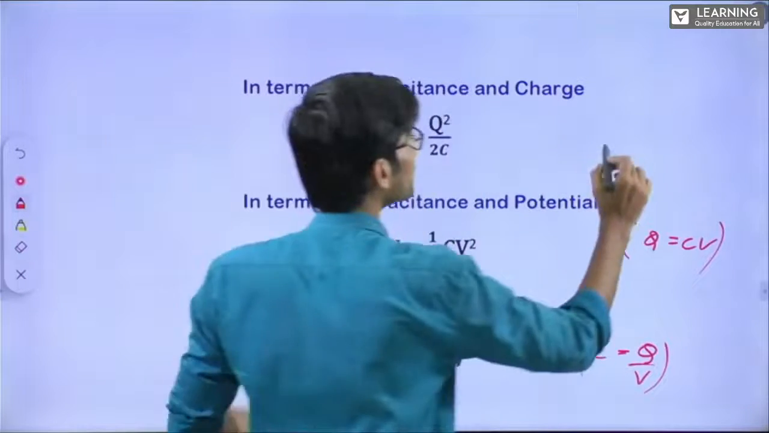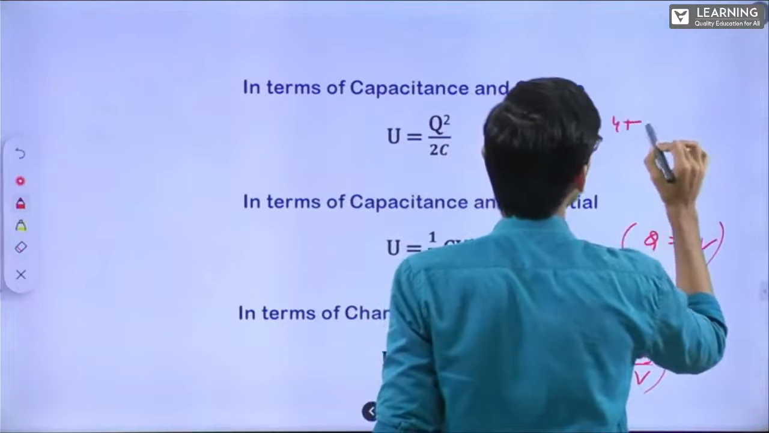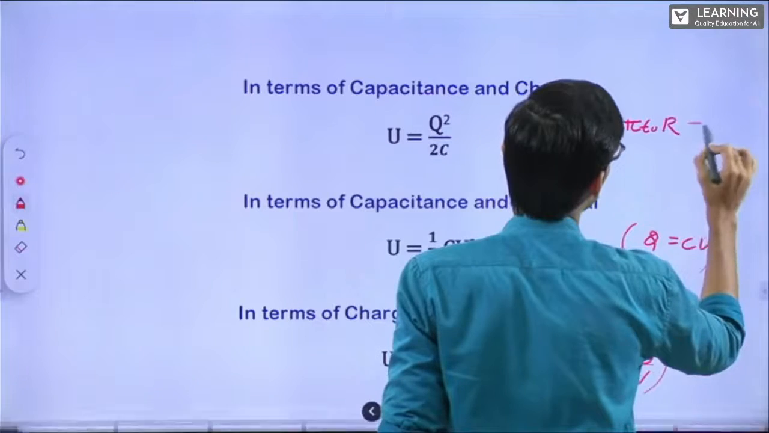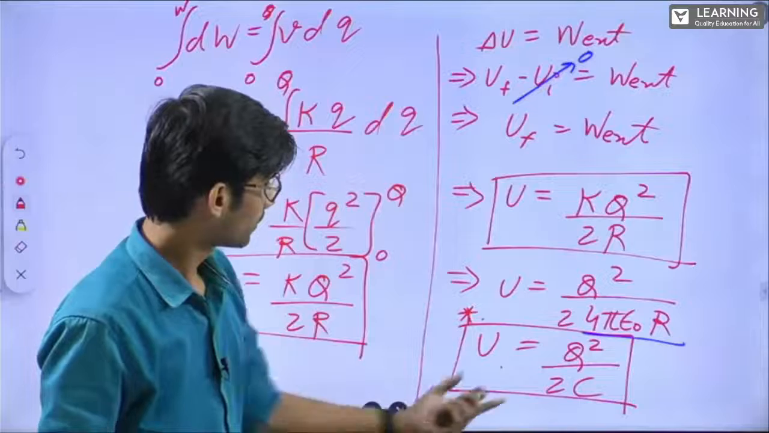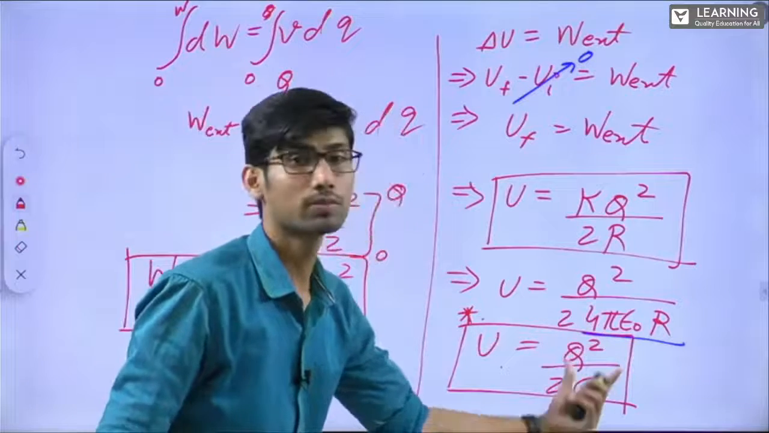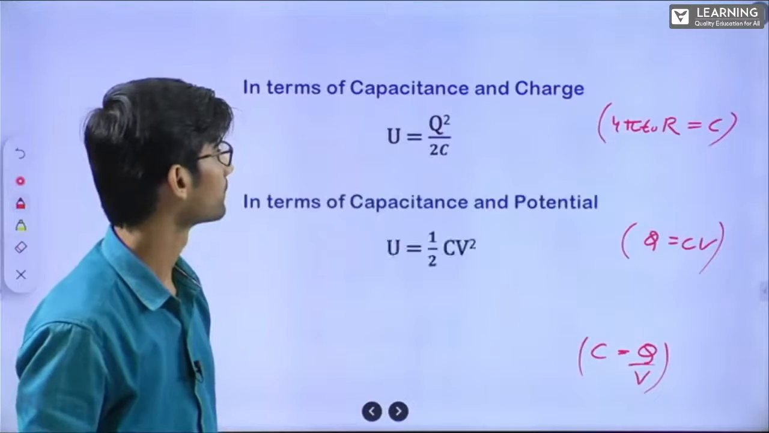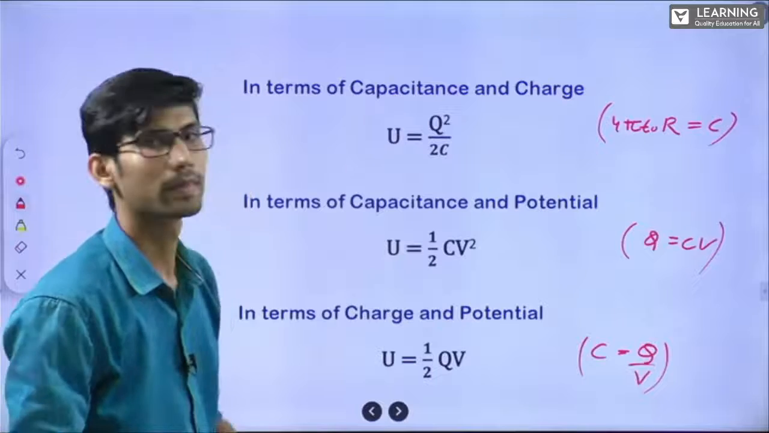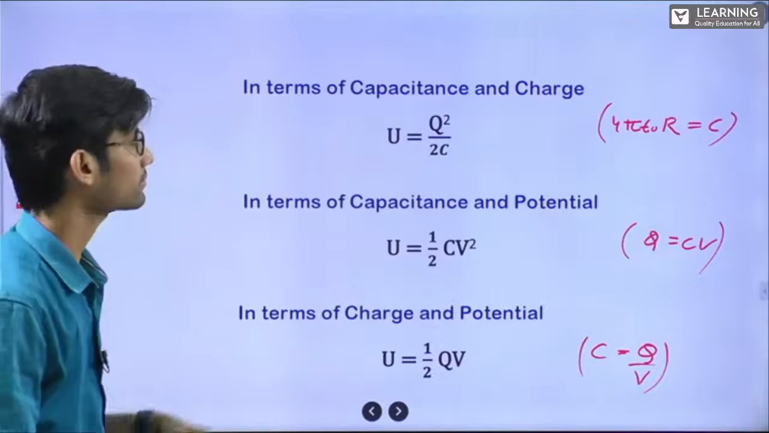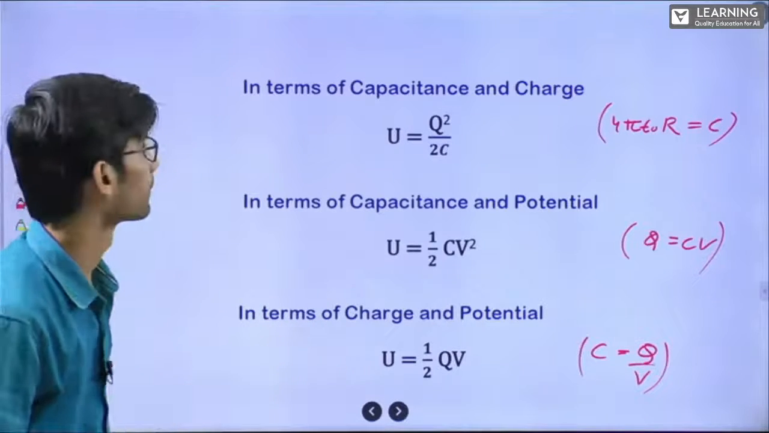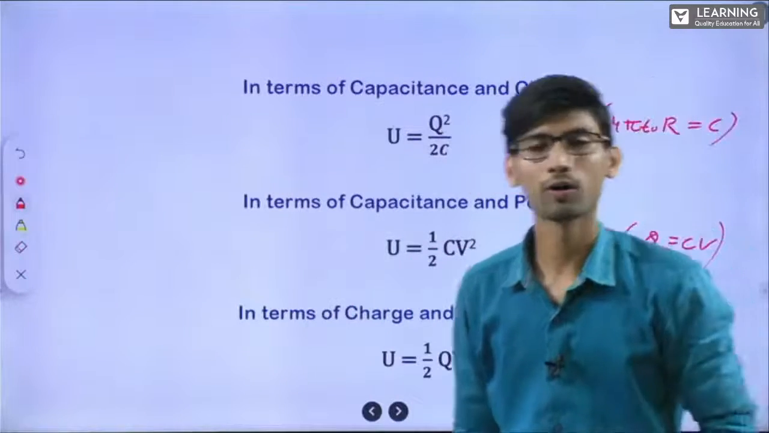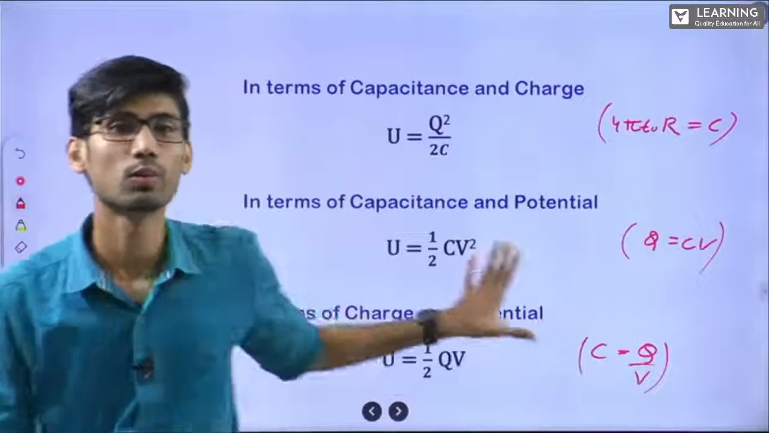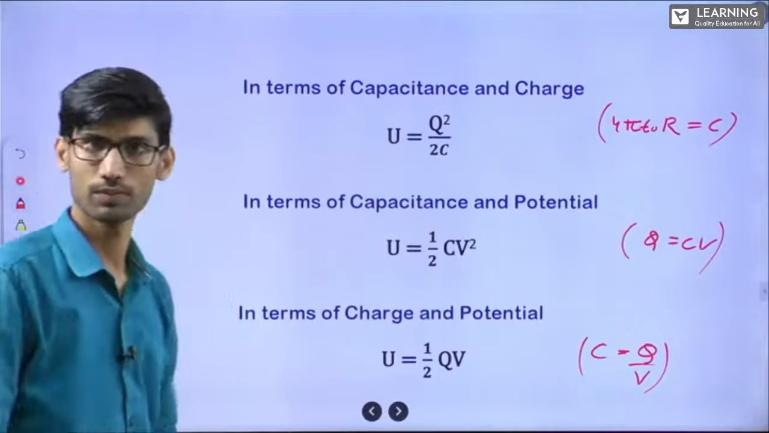How do I get this? I have substituted 4 pi epsilon naught R by C. See here, what did I do? 4 pi epsilon naught R I have substituted by C, I got this Q square by 2C. Alright, easy? This is the energy stored in a capacitor. Always, for any capacitor this is true. For all the capacitors this is true. Next.